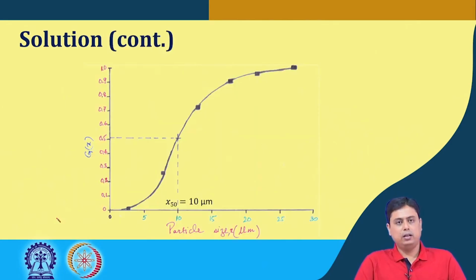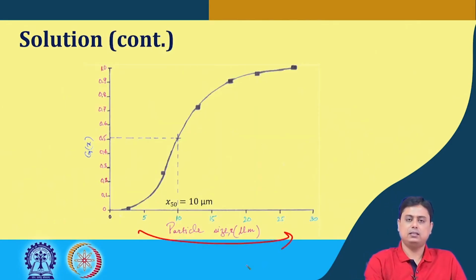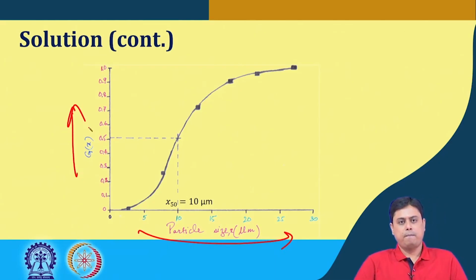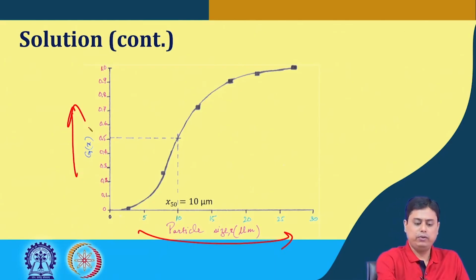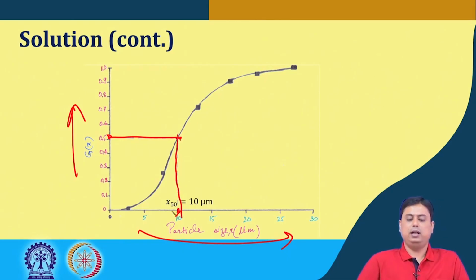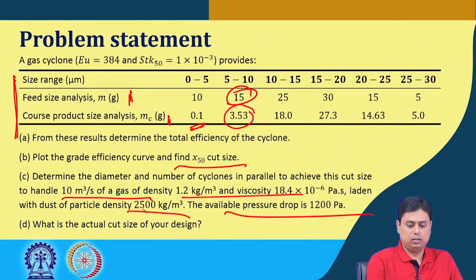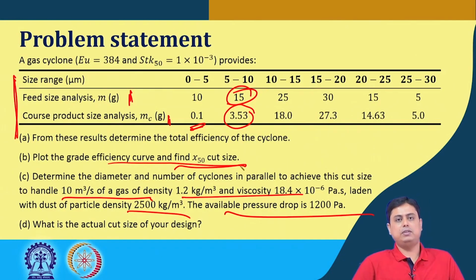which can again be plotted with particle size on the x axis, Gx on the y axis. Once we plot, we find that 50% of the grade efficiency intersects with this grade curve for x as 10 micron. So, this is the x50. So, x50 is 10 micron. This answers the second part, find the x50 cut size.